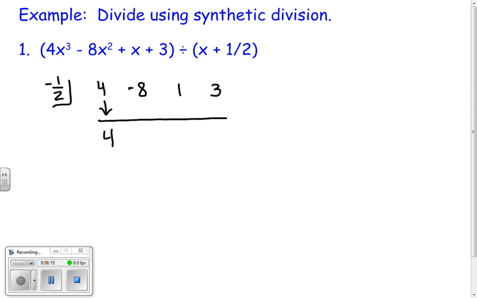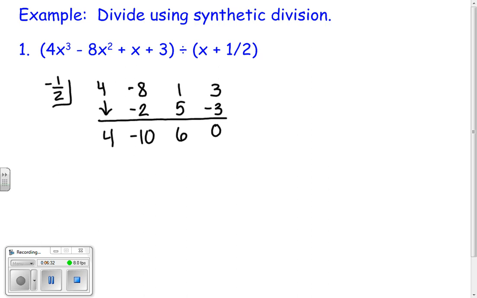Negative 1/2 times 4 is negative 2. Combined with the negative 8 is negative 10. Negative 1/2 times negative 10 is 5. Combined with the 1 is 6. And negative 1/2 times 6 is negative 3. Combined with the 3 is 0.